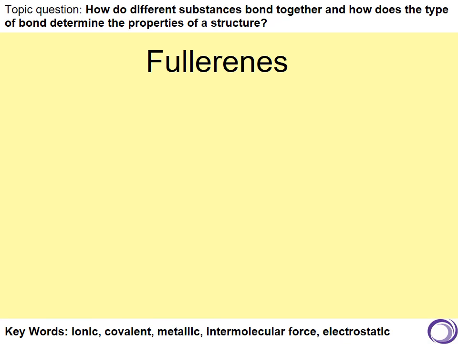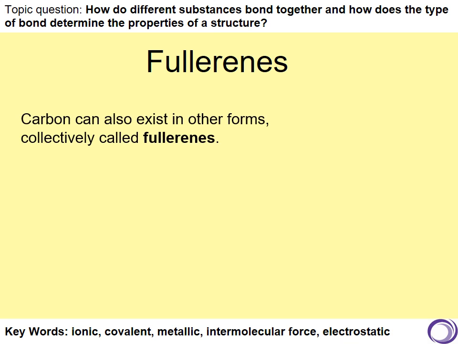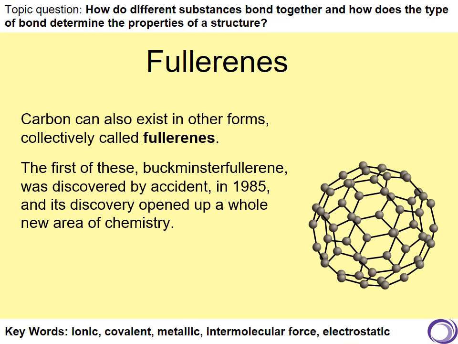Okay, so we've looked at graphene. Let's now have a look at fullerenes. So carbon can exist in another form. These look like a football, and the first of them, Buckminster Fullerene, was discovered in 1985.